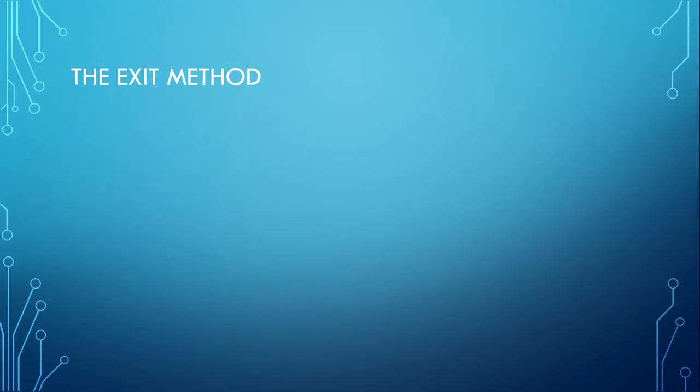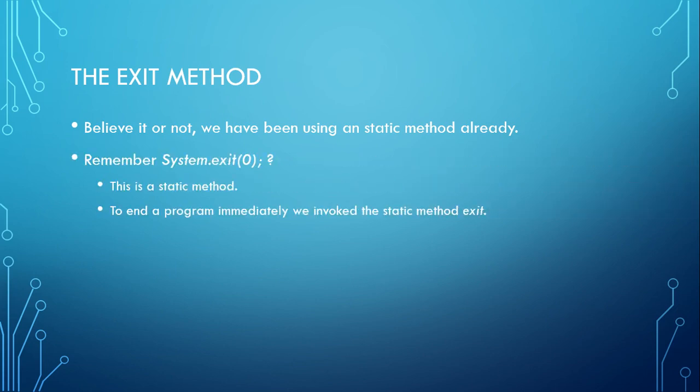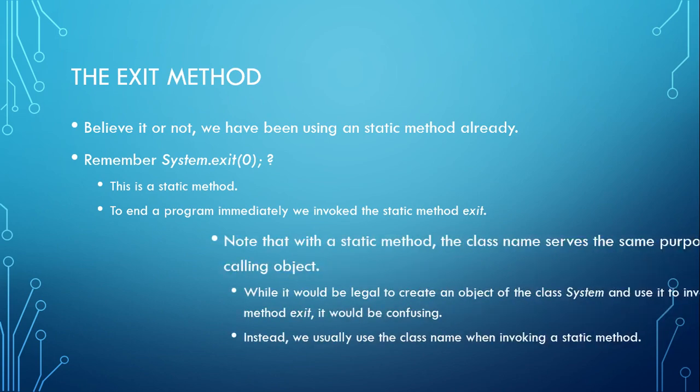Now, real quickly, I want to back it up a little bit and talk about the exit method. Because believe it or not, we've actually already been using a static method in our code. Remember the little System.exit(0)? That is a static method, right? Because what it does is end the program immediately when we invoke the static method exit. It does one thing. It's never going to change what it does. System.exit(0) always closes it out.